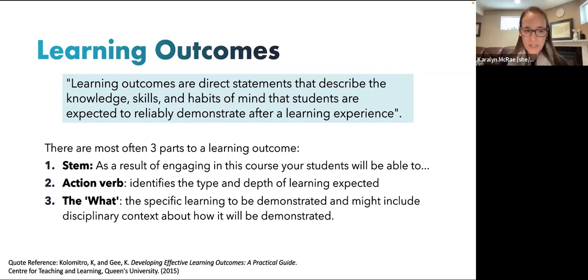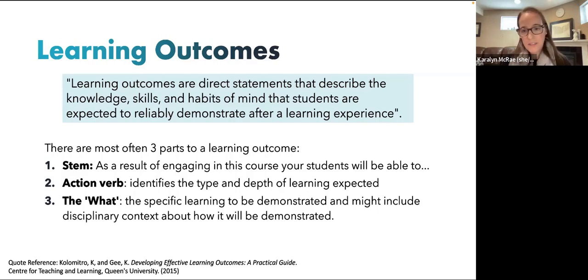And when we see learning outcomes written, they often have these 3 integral pieces to them. The first is a stem, where it's something along the lines of, as a result of engaging in this course or this activity or this lab, your students will be able to. So it's setting them up. So at the end of this course, students are going to be able to, and then the second part is some sort of action verb. So it's what are students going to be able to do? And the verb that you pick really identifies the type and the depth of learning that we expect.